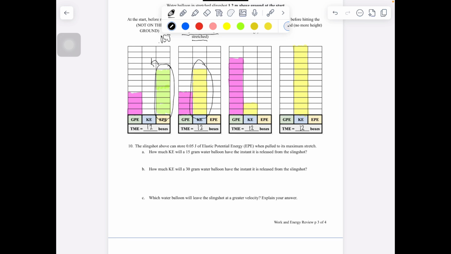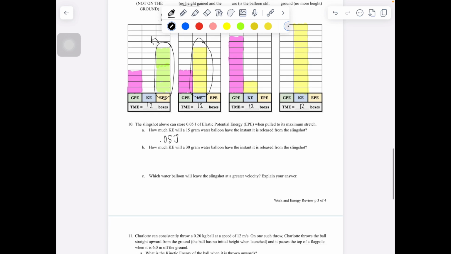The gravitational potential doesn't stay the same. The total is still 12 boxes. So our kinetic energy must be that 0.05 joules as well, because everything stored in the slingshot didn't go into gravitational, it all went into kinetic. So it will have 0.05 joules of kinetic energy right when it's released.